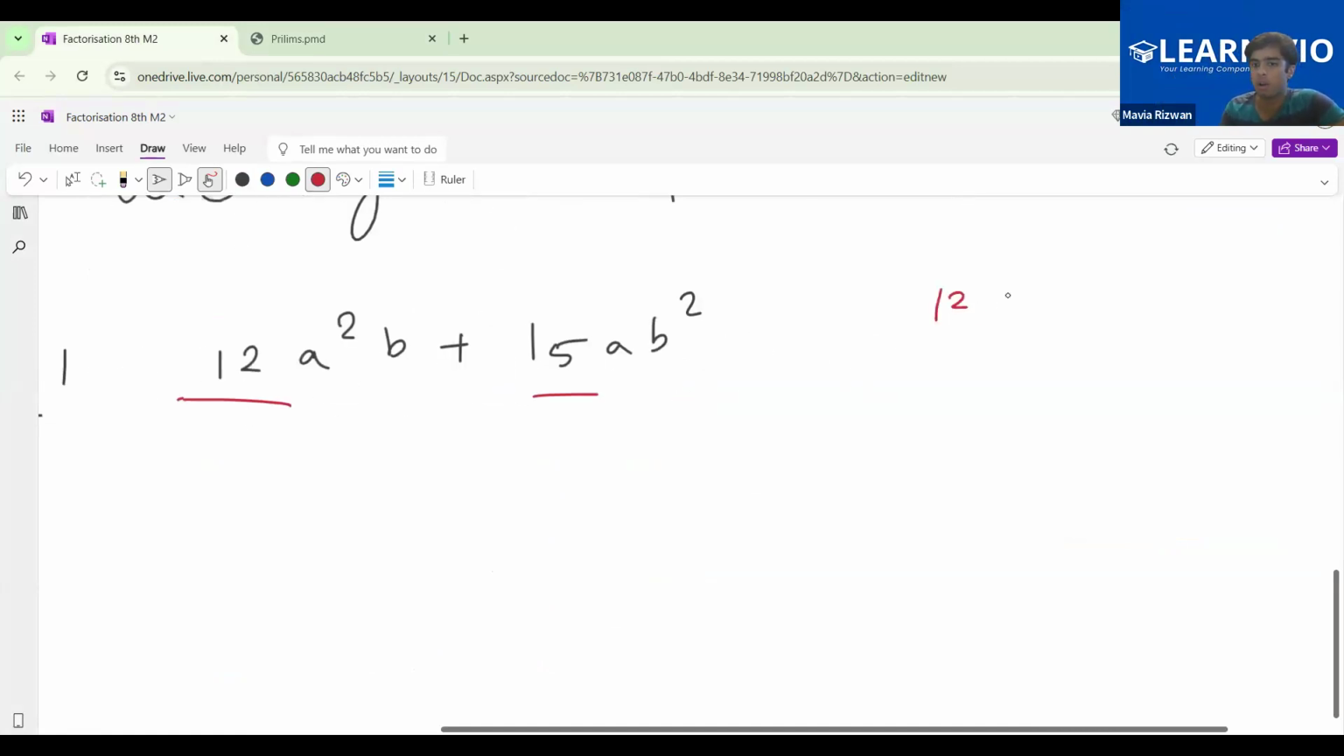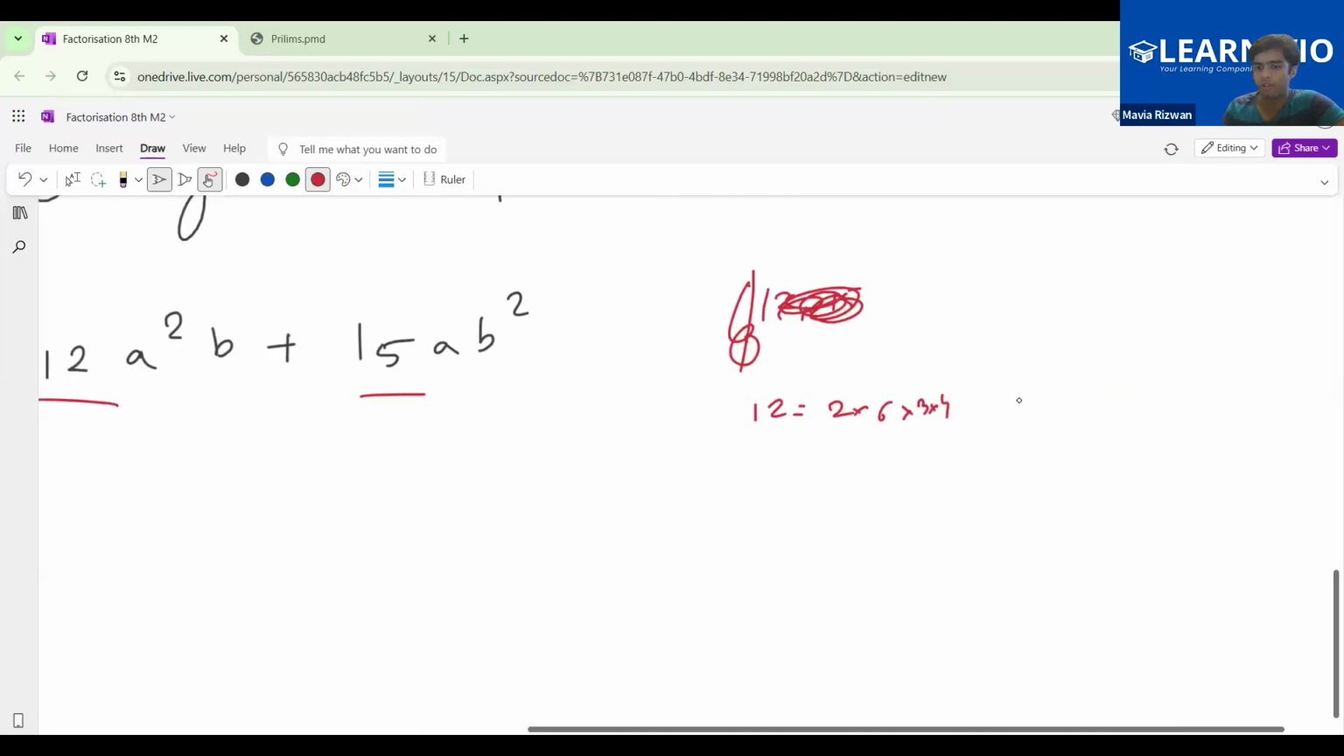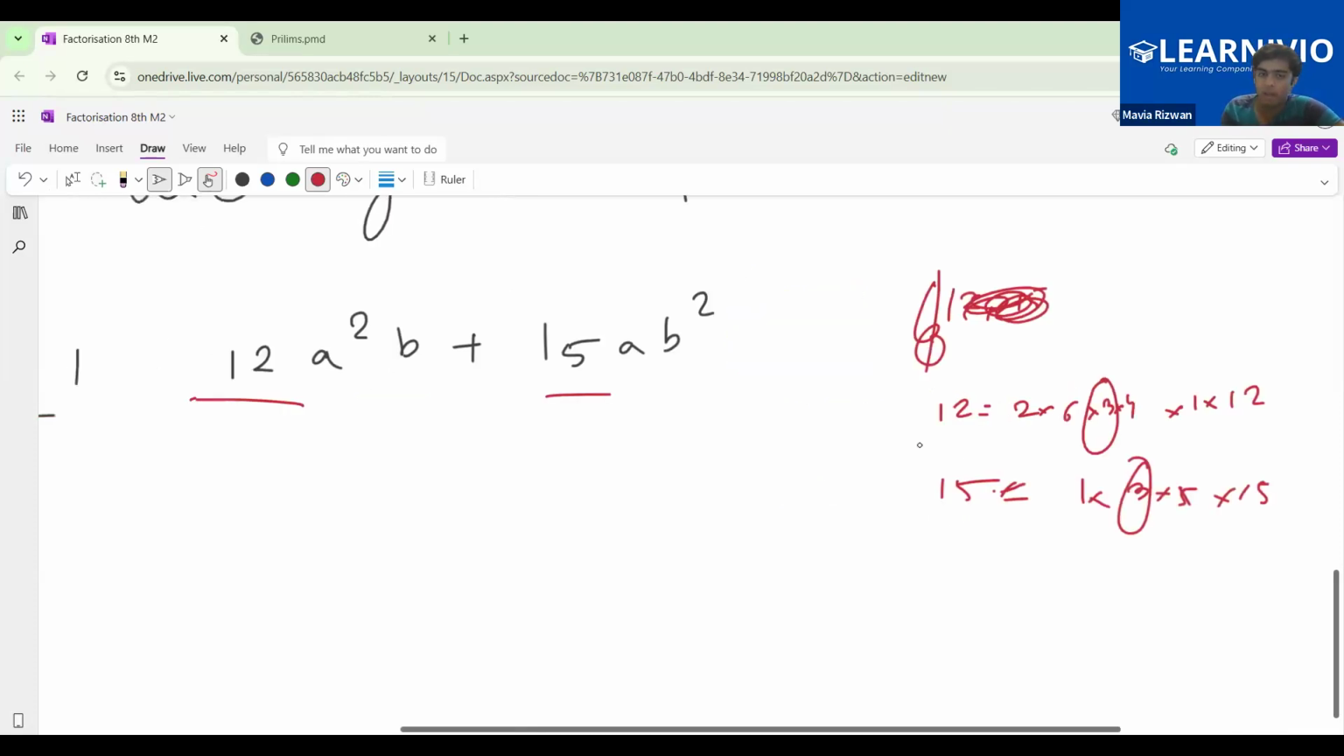Do you guys know how to find out HCF? How to find out HCF? The factors of 12 are 1, 2, 3, 4, 6 and 12. The factors of 15 are 1, 3, 5 and 15. So guys, we can see the highest common factor for both of them is 3. After 3, there is no common factor. So now 3 is the common factor. So I'll take out 3 common. A square it has and b it has; it has a and b square.